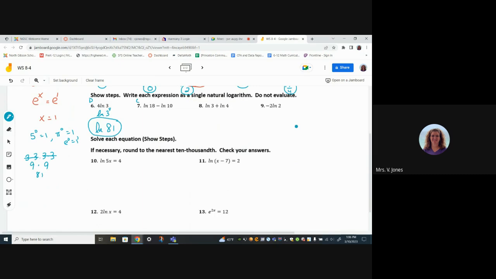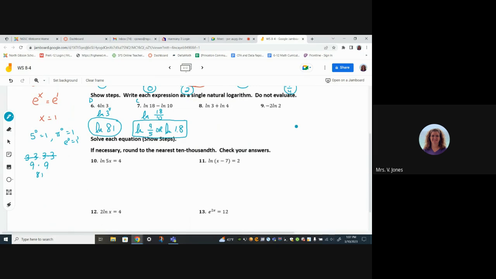All right, so when we have 2 logarithms being subtracted, we can write that as 1. When they're being subtracted, you actually take those 2 little parts and you divide them. So 18 divided by 10, if you put that in simplest form, divide numerator and denominator by 2, you get 9/5, or 18 divided by 10 as a decimal is 1.8. So either one of those will be fine.